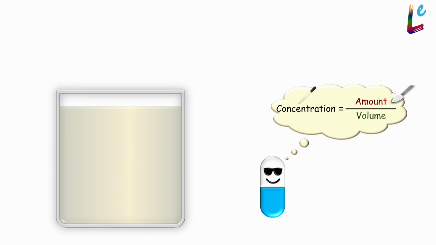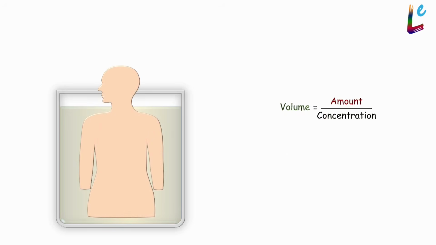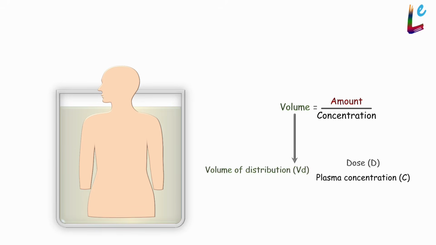Conversely, if we know the amount of drug added and if we measure the concentration of the drug in water, we can calculate the volume by rearranging the equation as volume is equal to amount by concentration. Since we assume that the tub is like our body, let's replace the amount of drug with dose D, and since in the body we usually measure concentration from plasma, let's replace concentration with plasma concentration C. The volume into which the drug distributes is volume of distribution Vd. Thus, Vd is equal to D by C.